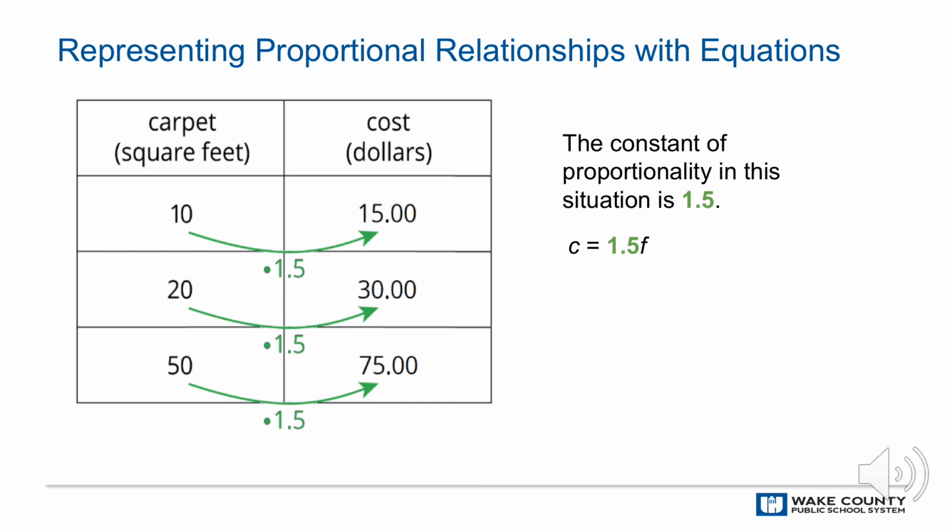The equation for any proportional relationship looks like y equals kx, where x and y represent related quantities and k is the constant of proportionality.